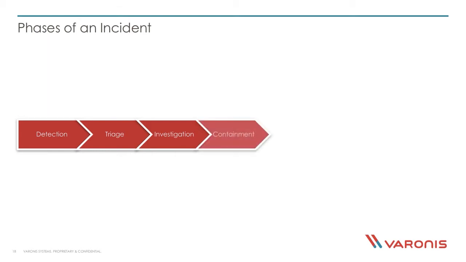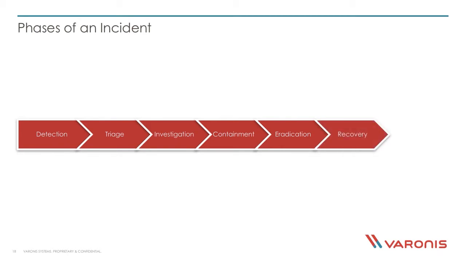Then, we contain the incident, which means stopping the threat as fast as we can. Then, we eradicate the threat, which means identifying the root cause of the incident and fixing the problem. Then, we have the recovery phase, in which we restore the systems back to normal. And the closure, in which we write the lessons learned and close the ticket.